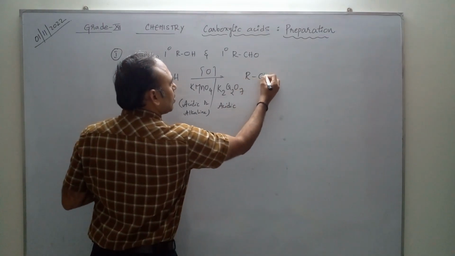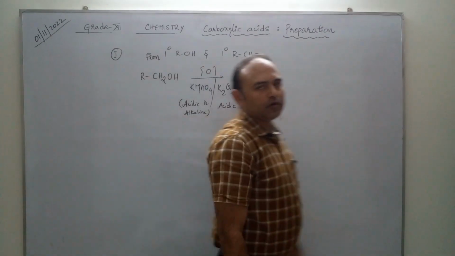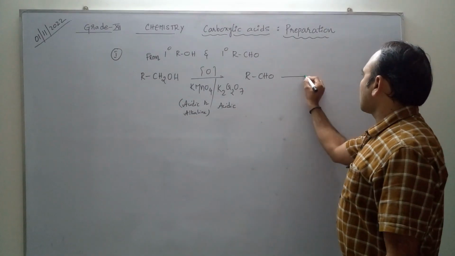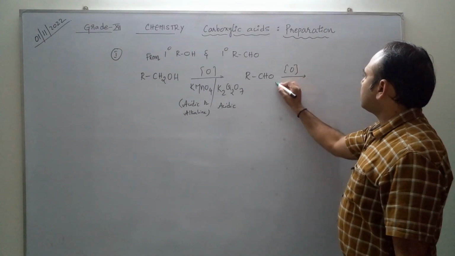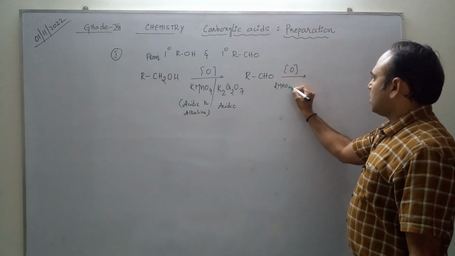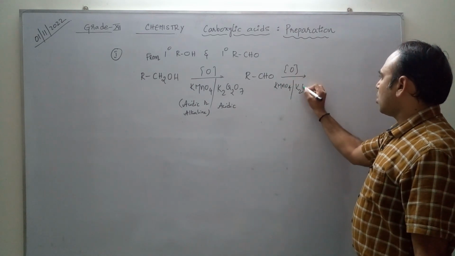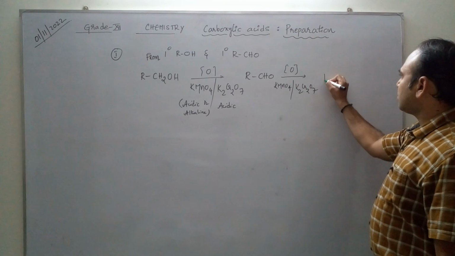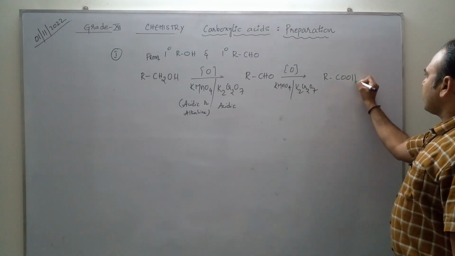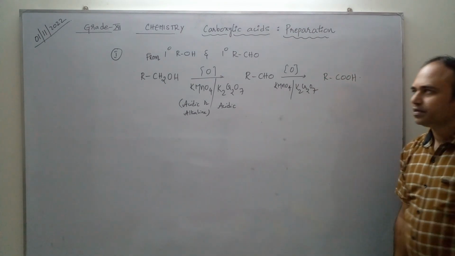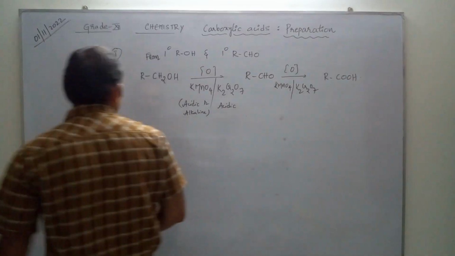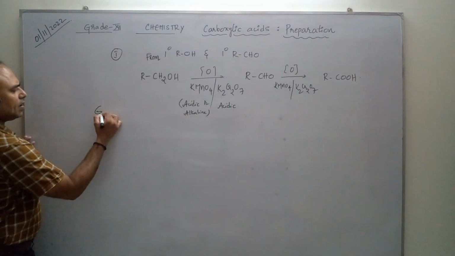So what do you get here? We will get aldehyde. Now in the second step, again the same condition, in the presence of oxidizing agents we will get carboxylic acid. This is called the general equation. Now let us see examples.